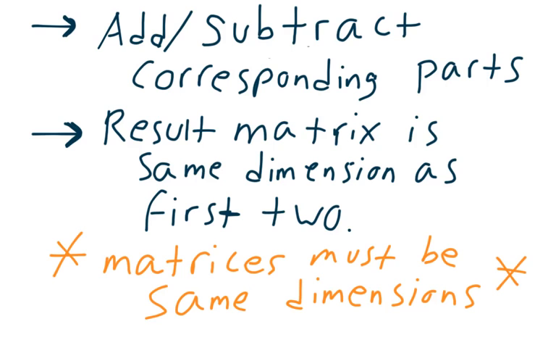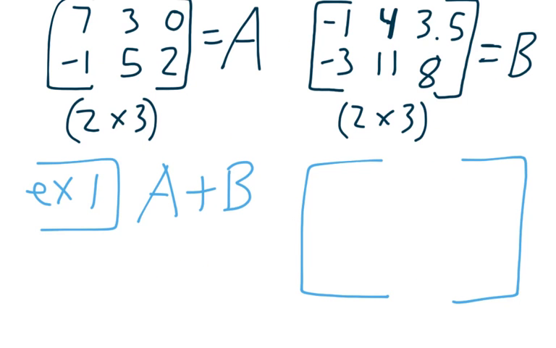So if you can figure it out, matrices must be the same dimensions in order to be added or subtracted. If one's a 2 by 3 and one's a 2 by 4, you can't add them. Just can't do it. They've got to be the same. So when I add these together, here's what happens. I have 6 parts, right? 1, 2, 3, 4, 5, 6. 1, 2, 3, 4, 5, 6. You add the corresponding parts together.